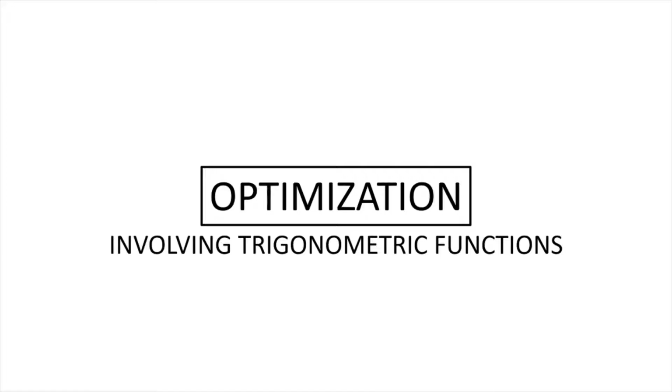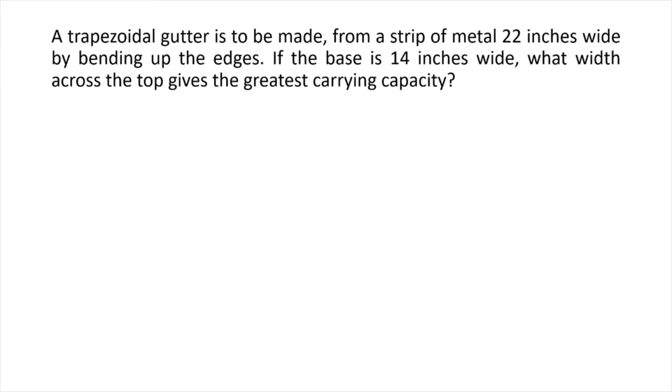In this video, we're going to solve an optimization problem using trigonometric functions. So here's the problem. A trapezoidal gutter is to be made from a strip of metal 22 inches wide by bending up the edges. If the base is 14 inches wide, what width across the top gives the greatest carrying capacity?